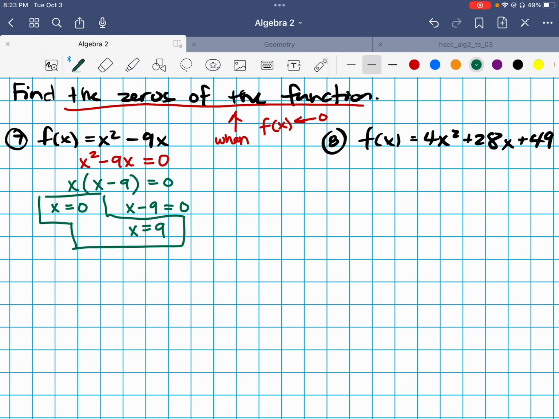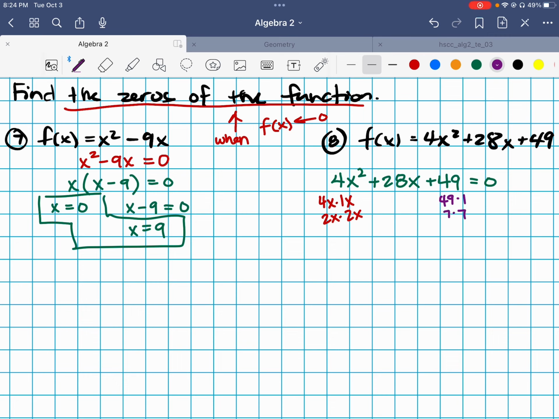All right, question number 8. We're going to do the same thing. Find the zeros. That means set the function 4x squared plus 28x plus 49 equal to 0. Ooh, this one looks like a beast. So for 4x squared, we have 4x and x, or we also have 2x and 2x. We've got a couple of combinations there. For 49, we have 49 times 1, and we also have 7 times 7.